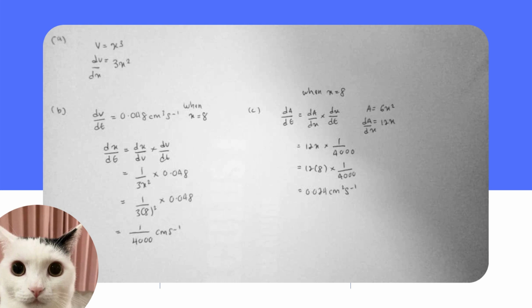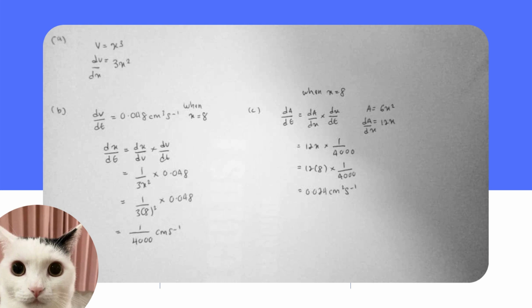So for question 2, dx/dt equals dx/dV multiplied by dV/dt. Since dV/dx is 3x squared, dx/dV becomes 1 over 3x squared, times 0.048. Substituting x equal to 8, we get exactly the answer 1 over 4000 cm per second.